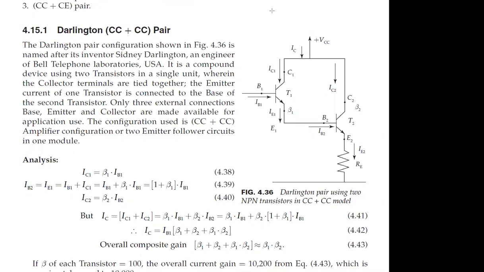See the circuit diagram for the Darlington pair. Observe, two transistors are visible, the transistor T1 and T2. The transistor T1 is connected in common emitter, and transistor T2 is also connected in common emitter.